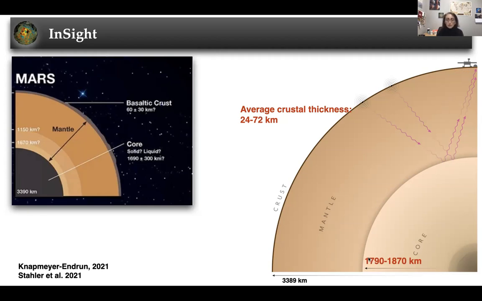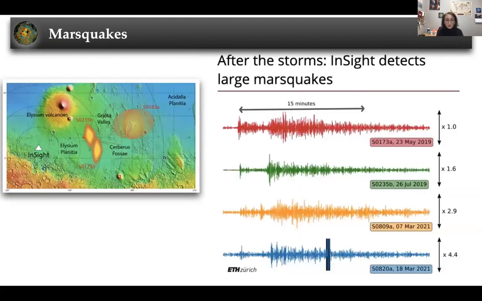And another important constraint provided by this mission is about the size of the core, which is now estimated to be within this range. And of course, we still cannot comment on the existence of a solid inner core. Most of the geophysical modeling from other data types as well suggests a fluid core for the Mars interior.